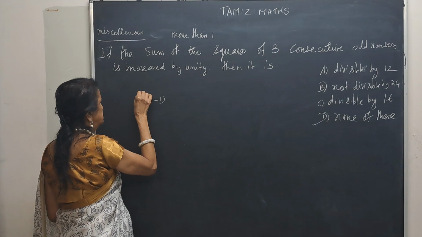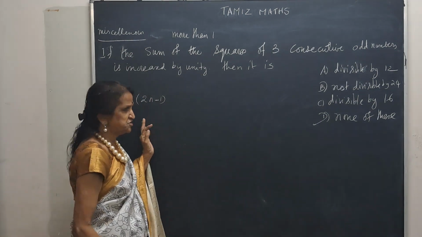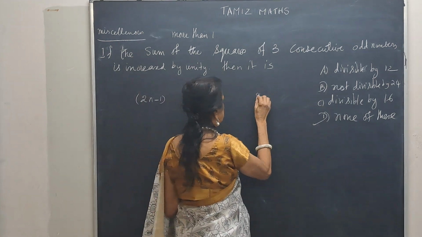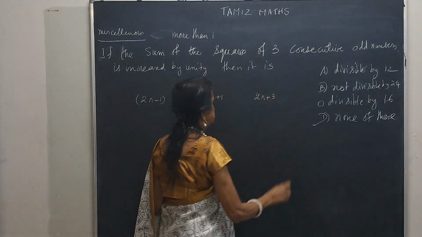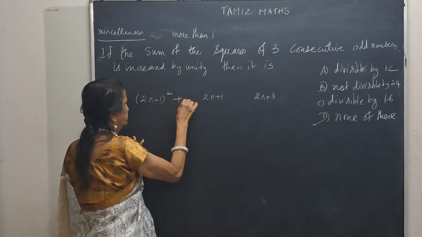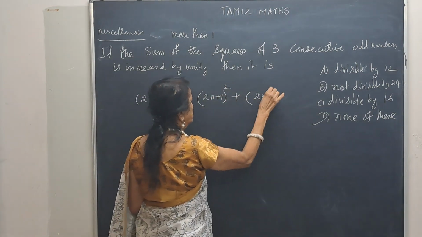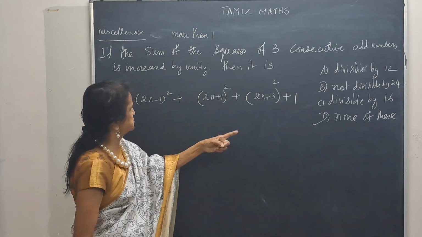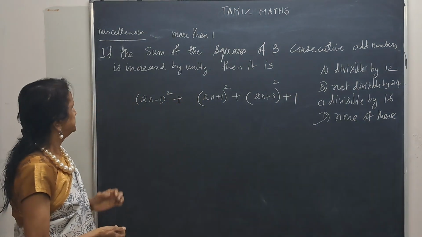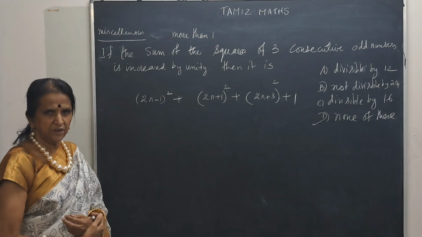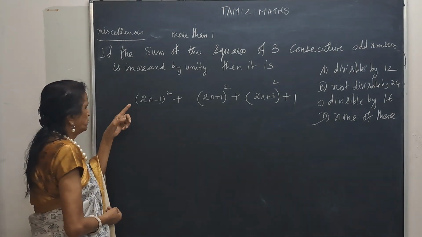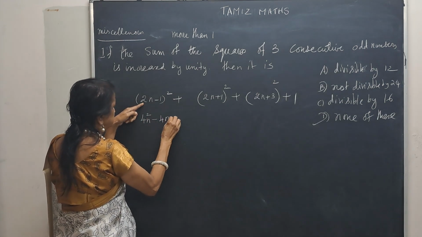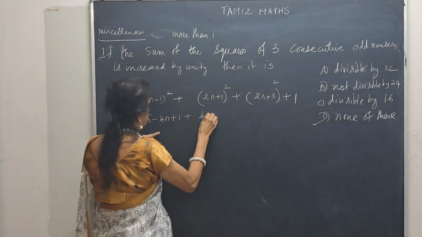Let it be 2n minus 1. That's an odd integer. 2n plus 1 is an odd integer. 2n plus 3 is an odd integer. You add 1 to that. I want to see this expression is divisible by what? Okay? Expand it, plus expand it.